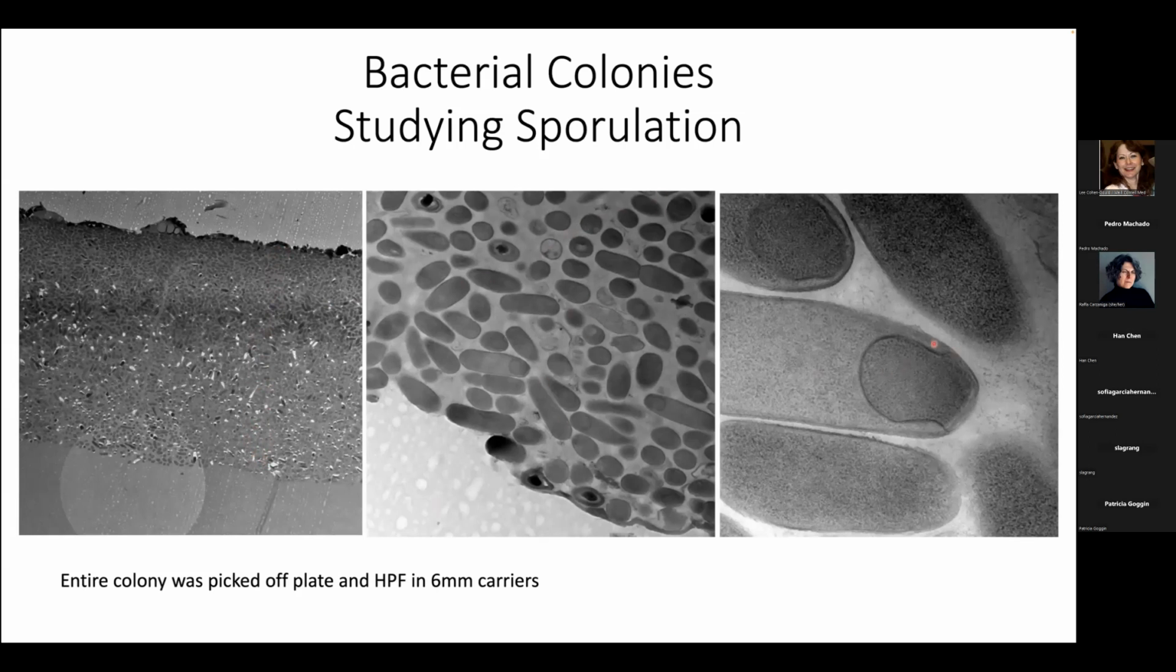And this is the prep. Here, at higher magnification, you can actually make out the lipid bilayer, the little cell wall, and then the sporulation event starting to happen within the bacterium.